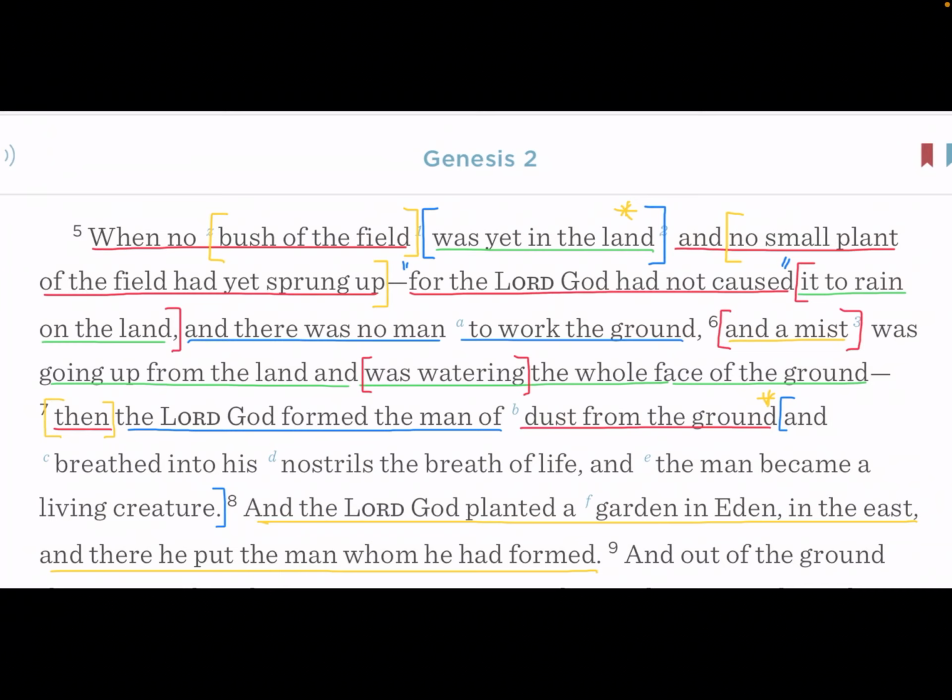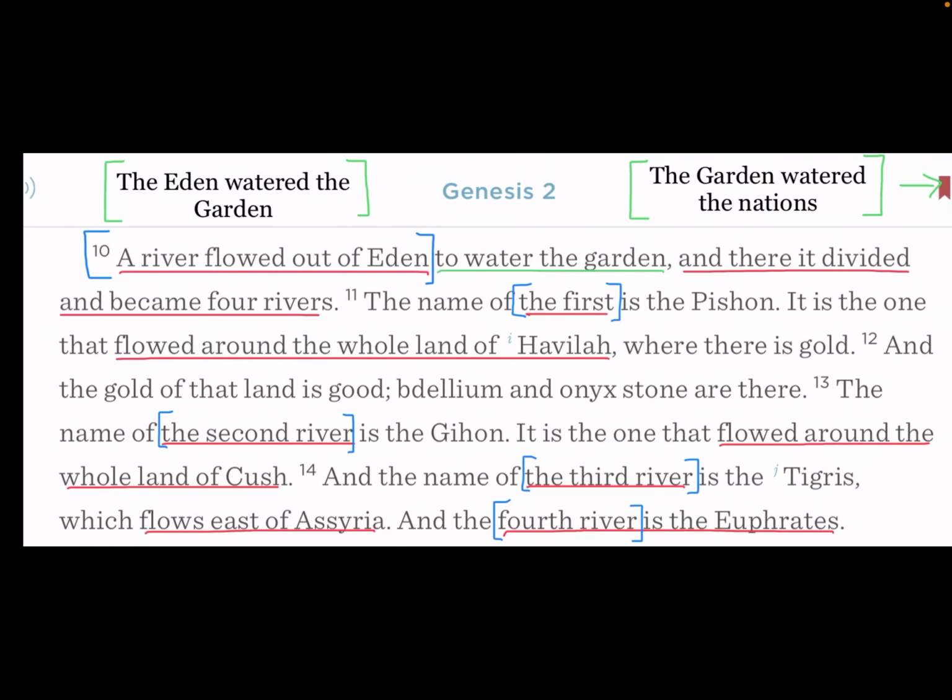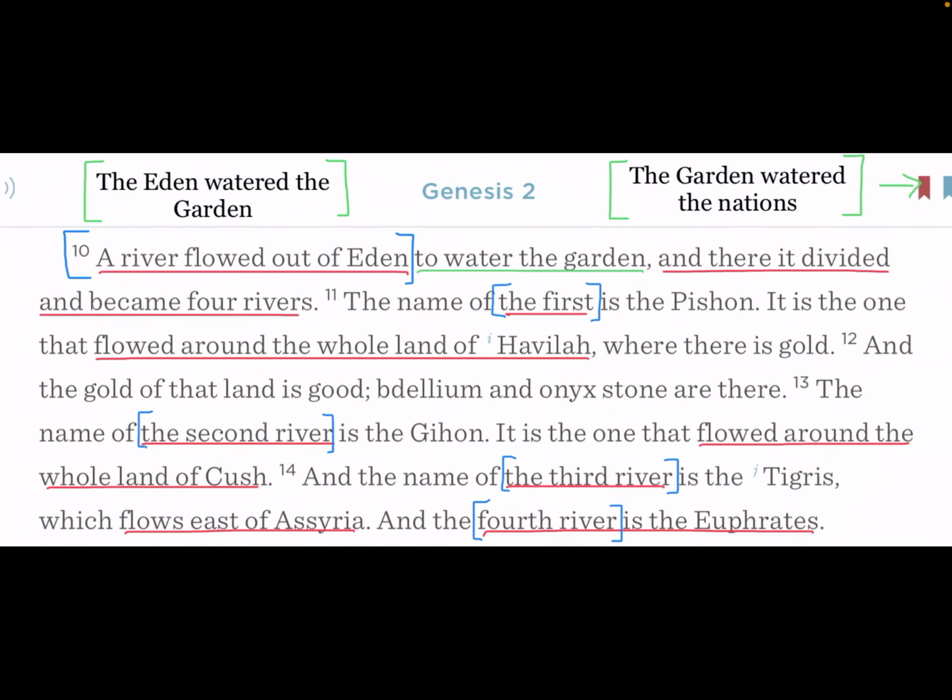As we see at the top here, where it says, no bush of the field was yet in the land. Well, that's the dry land from Genesis 1:2, where we have the seas, the waters, but then the waters in 1:10, the waters were pulled to the side and the dry land appeared. And God planted in the Garden of Eden in the east, and there he put the man whom he had formed. Now, interestingly, a river flowed out of Eden and watered the garden.